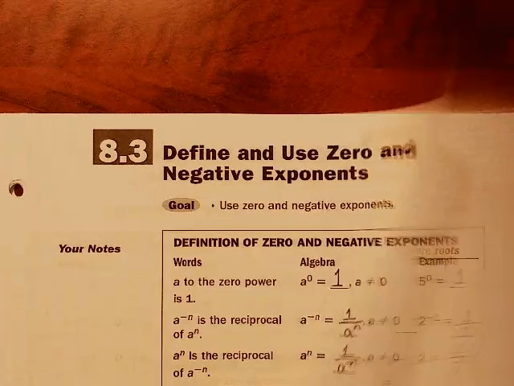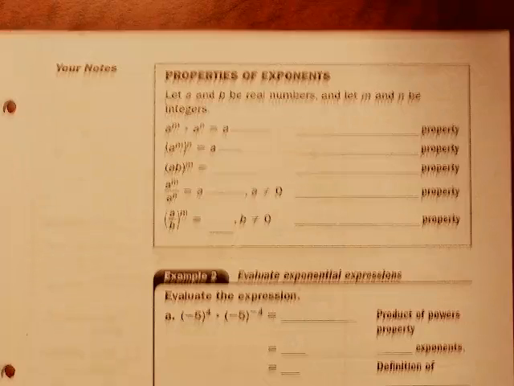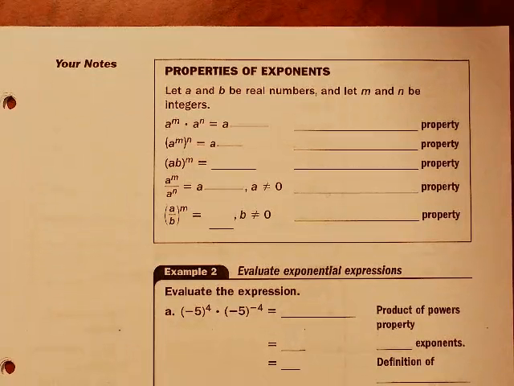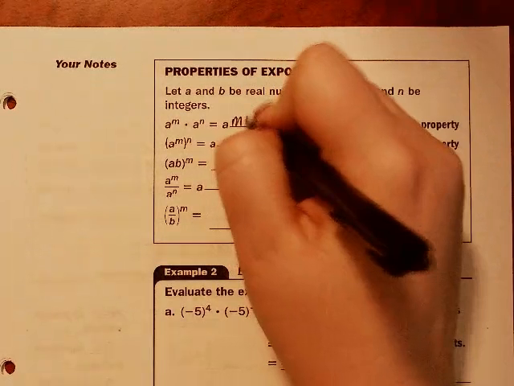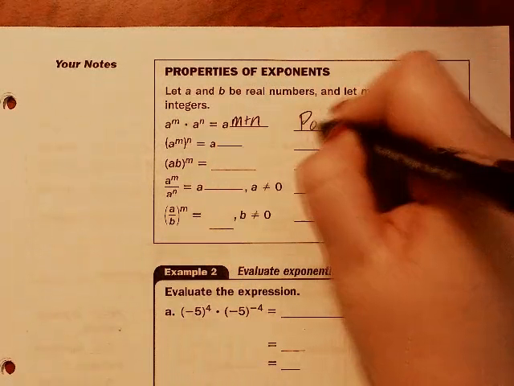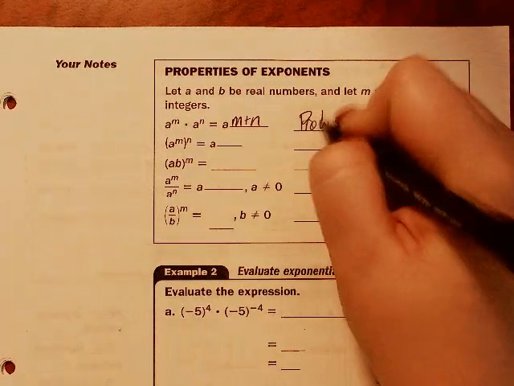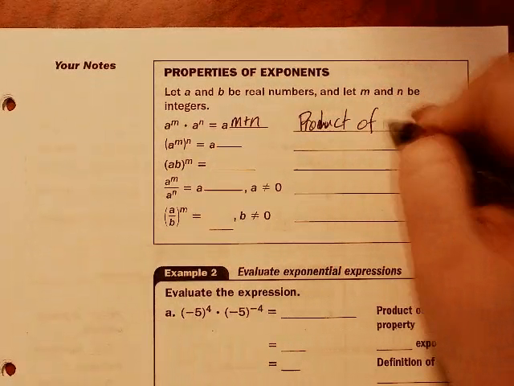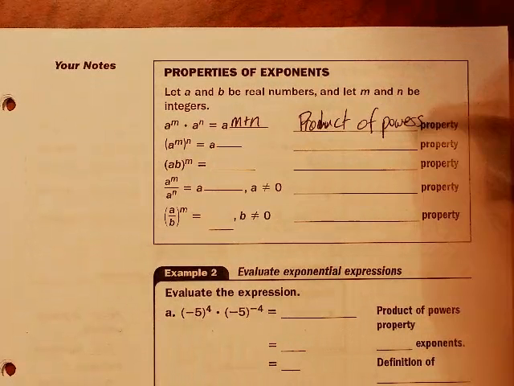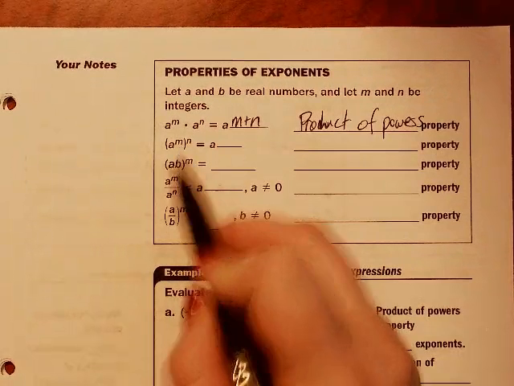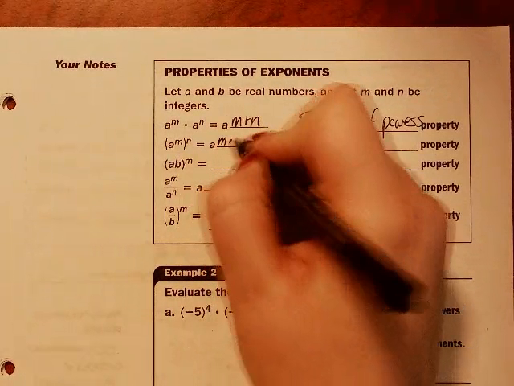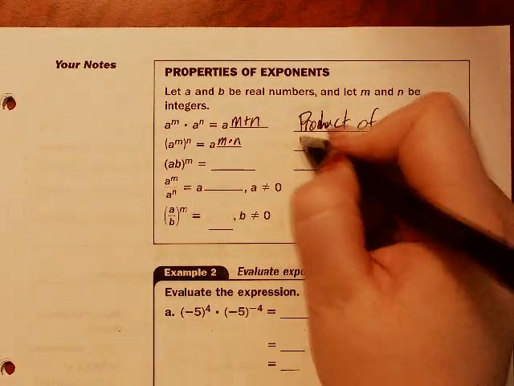So that's why it is undefined. So now, properties of exponents. Let a and b be real numbers. Let m and n be integers. A to the m times a to the n is a to the m plus n, the product of powers. We're summarizing the last couple lessons here. A to the m to the n is a to the m times n, which is a power of a power.